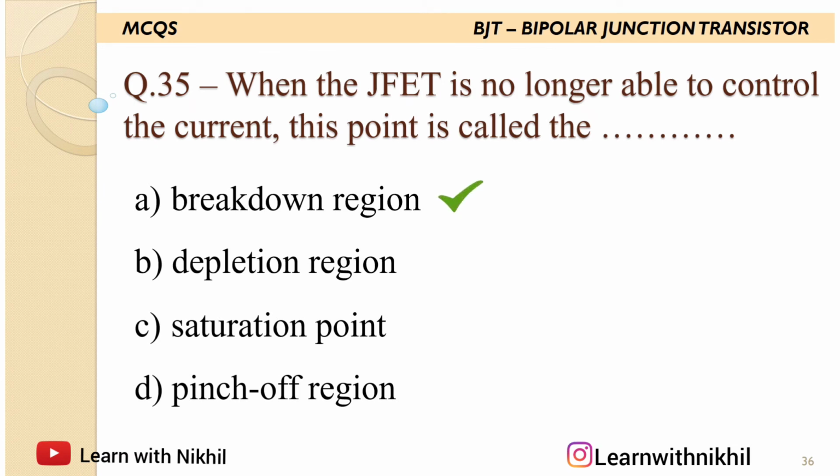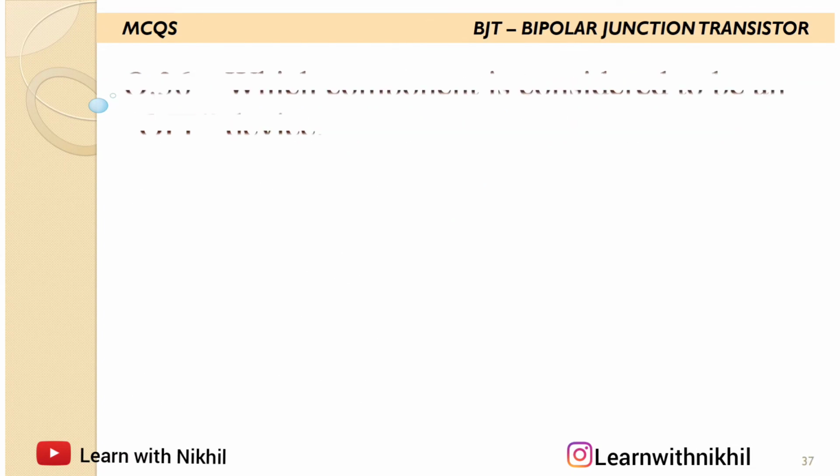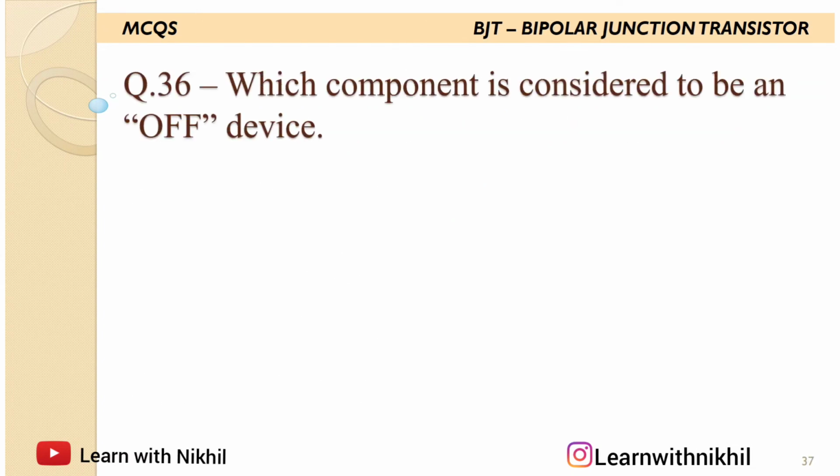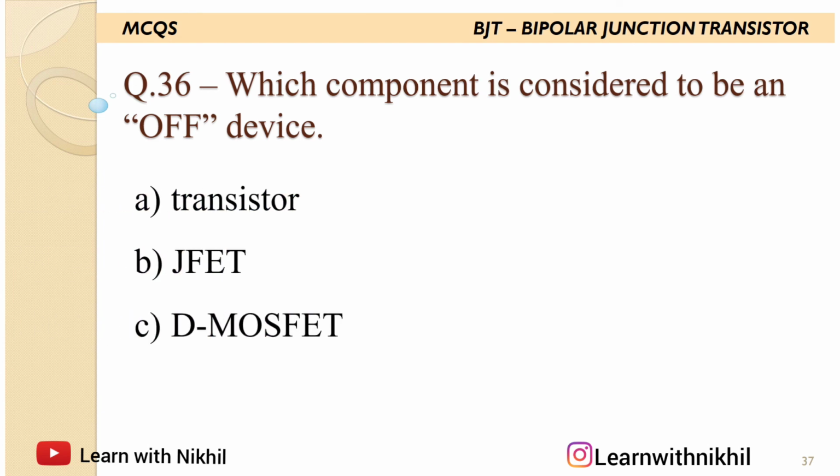Next question. Which component is considered to be an off device? A. Transistor, B. JFET, C. Depletion MOSFET, or D. Enhancement MOSFET. So as you know, in enhancement MOSFET, the both channels are not connected at the start. Later on, after we apply the voltage, they get connected. So the answer here is E MOSFET, as it is off device.